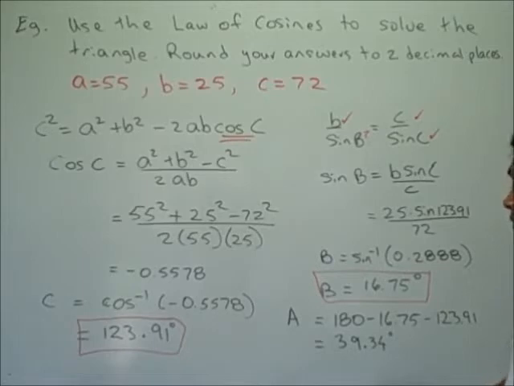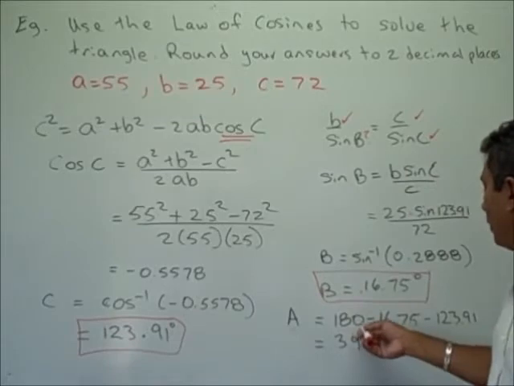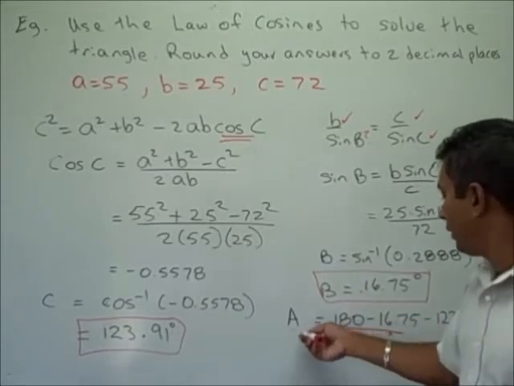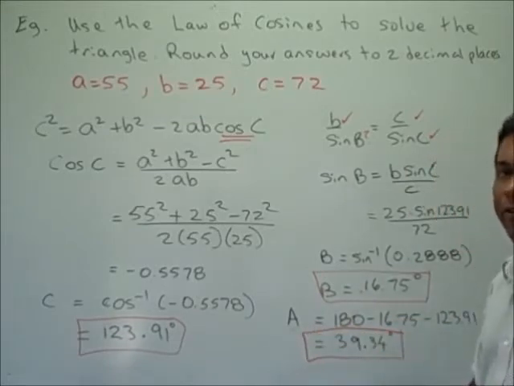Now because there's only 180 degrees in our triangle, we can subtract both of these angles from 180, which gives us angle A, which is 39.34 degrees.